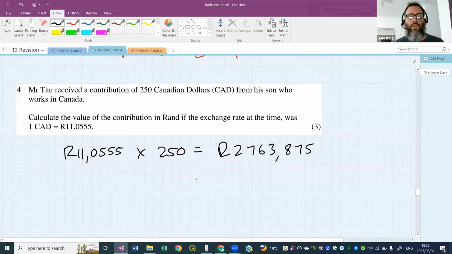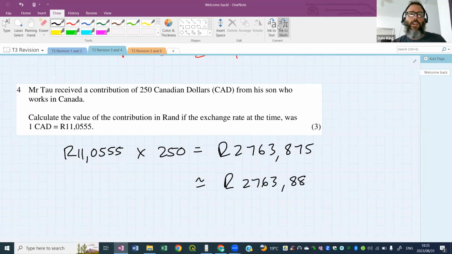2763.875. Now we're going to round off to 2 decimal places always. So what will it be? 2763 and? Comma 8. Very good. All right, there we go. Nice and easy. Well done.